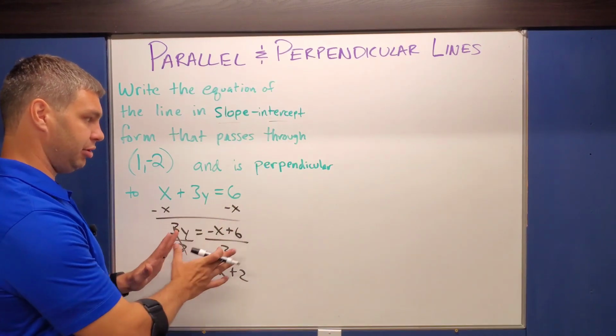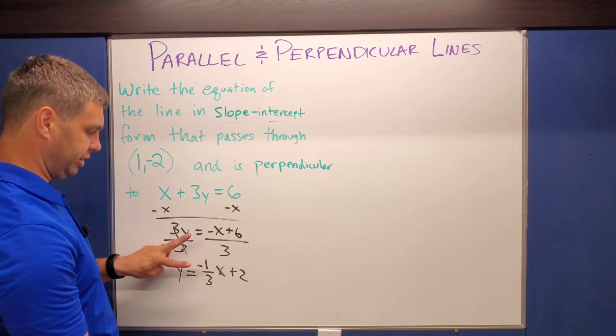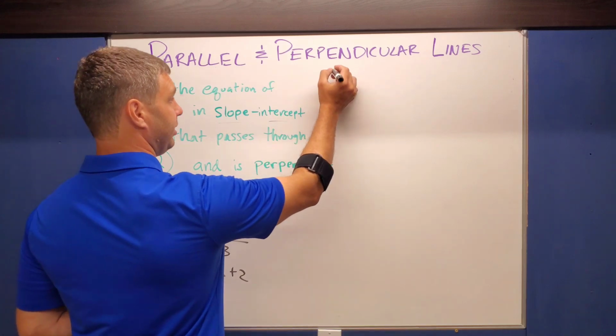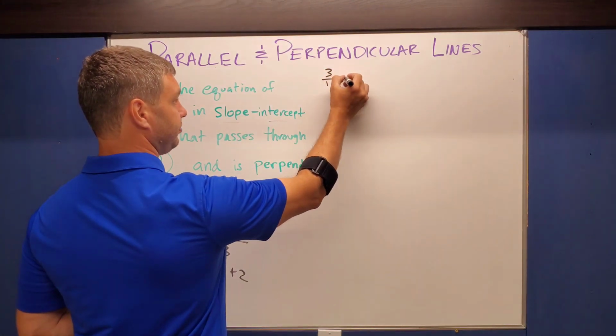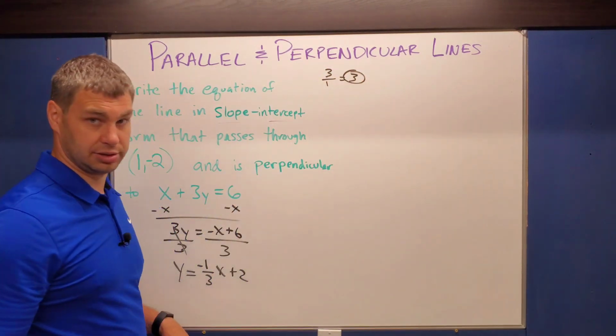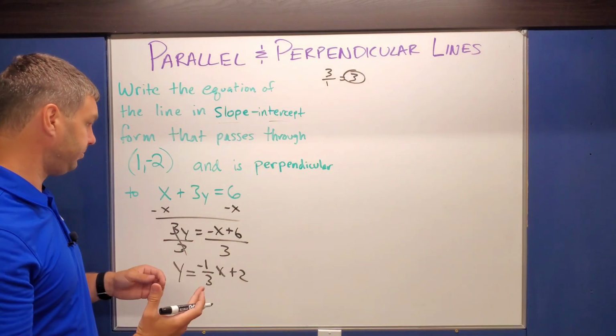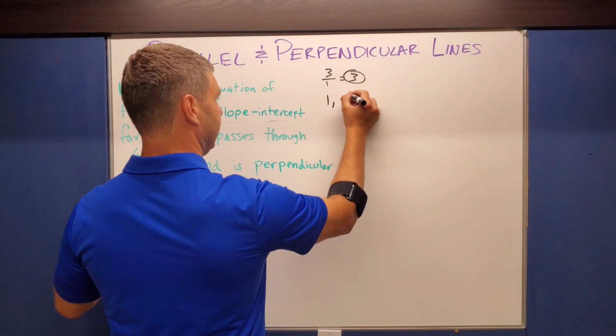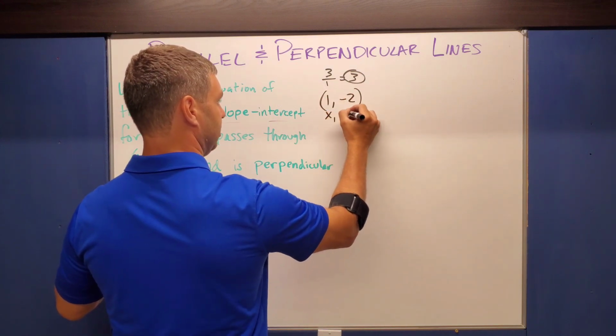We don't want the same one, though. That would be parallel. We want perpendicular, so the opposite reciprocal. So I'm going to flip the 3 on top, 3/1, and make it positive. And of course, 3/1 is just equal to 3. So it's going to have a slope of 3 for the one that I want, as well as it's going to go through this point (1, -2). That would be my x1, y1.